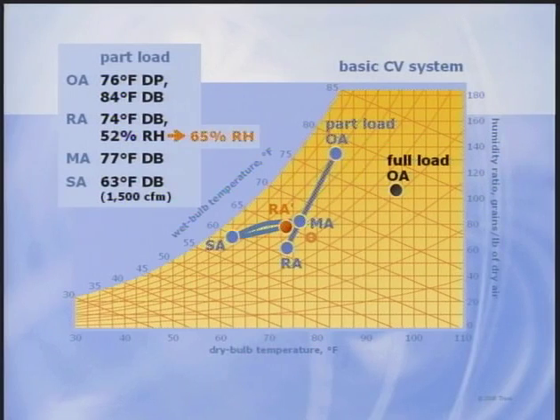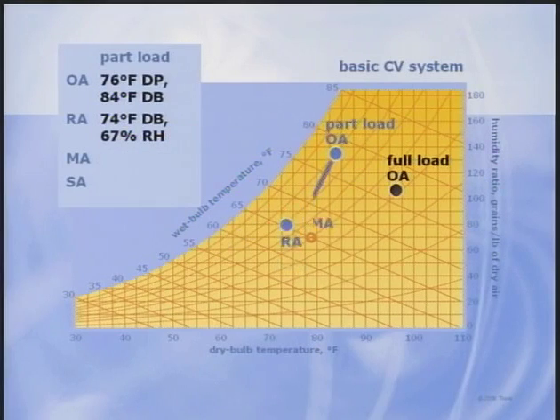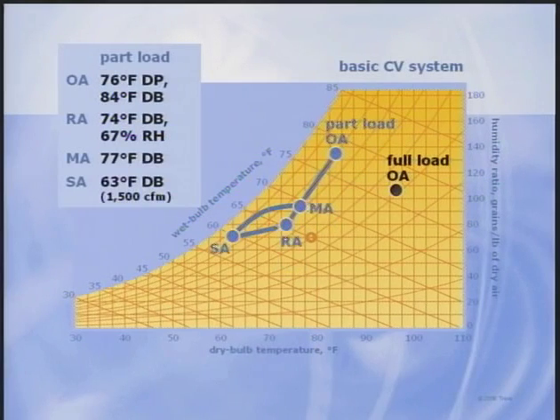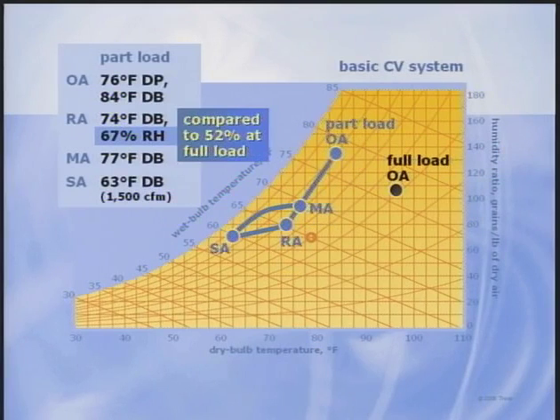The resulting zone humidity is much higher than we initially assumed, so we iterate until the resulting return air condition matches the condition initially assumed. Relative humidity rises to 67%, so this system in this climate doesn't comply with standard 62.